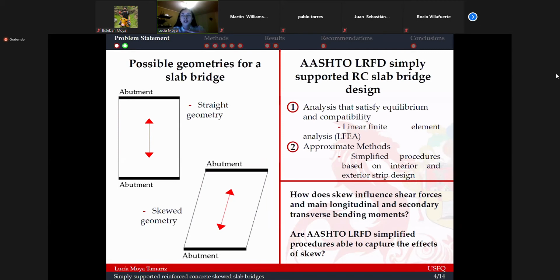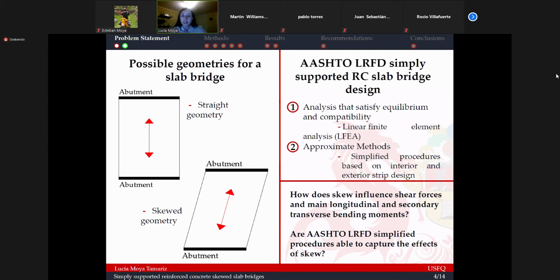The AASHTO specifications, which are American specifications that guide the design of highway bridges, have two main types of analysis with which these types of bridges can be analyzed. The first one is refined methods, which consist of refined procedures that satisfy equilibrium and compatibility. One example of these would be the linear finite element analysis. And the second big group of analyses are the approximate methods, and these consist of a series of simplified procedures that divide a slab into a series of interior and exterior strips.